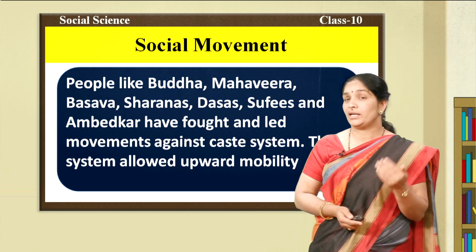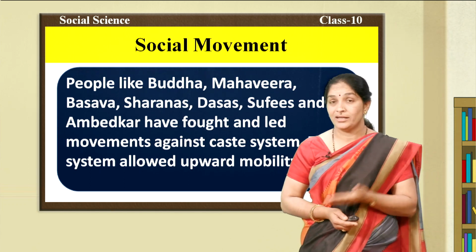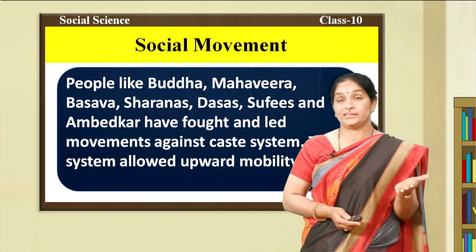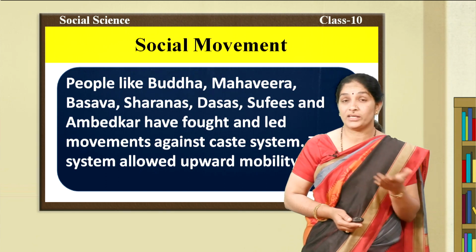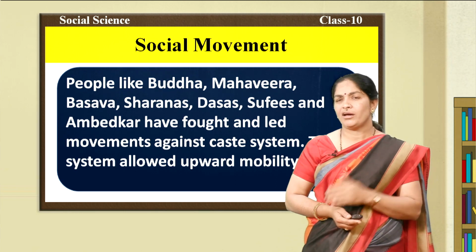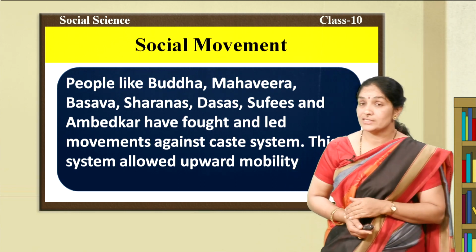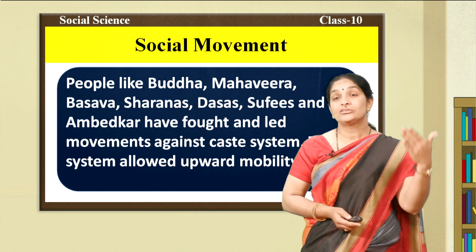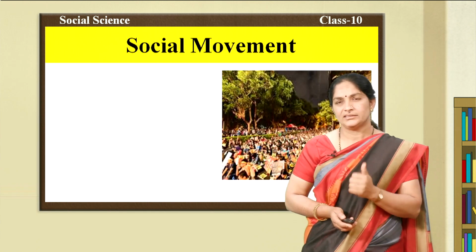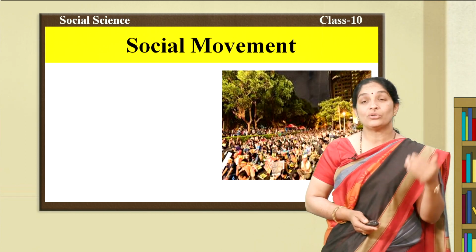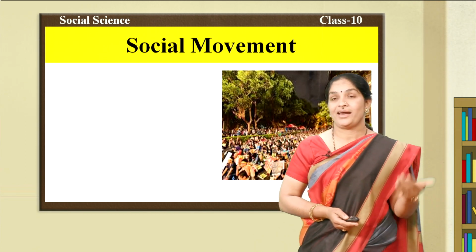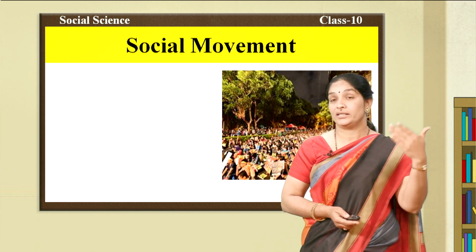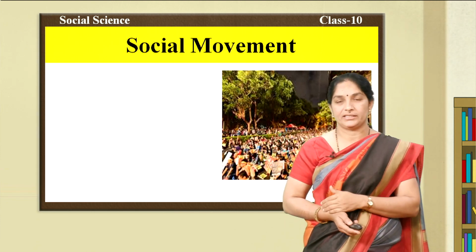Children, people like Buddha, Mahavira, Basava, Sharanas, Dasas like Purandara Dasa and Kanakadasa, and Sufis and Dr. Ambedkar have fought and led movements against the caste system. This system allowed upward mobility. See? So, social movement is a social interaction. Children, let us discuss the social movement, its meaning and origin, and how it evolved in the society.